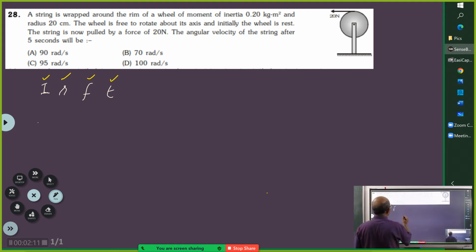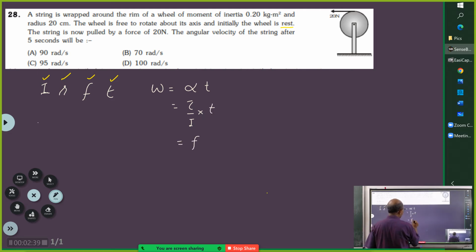What are they asking you? They are asking you the angular velocity omega. The string is wrapped around the wheel, which is free to rotate, and the wheel is initially at rest. So omega naught is 0. So omega will be simply equal to alpha into t, and alpha will be equal to tau by I. So tau by I into t. And what is tau here? Tau is force into radius, times time, divided by moment of inertia.